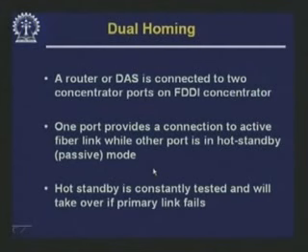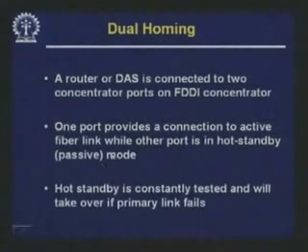And the other technique of this protection, which we had seen earlier, namely dual homing. All right. This dual homing could also be used in an FDDI context. A router or a DAS, you remember, is a dual attached station, connected to 2 concentrator ports on an FDDI concentrator. One port could provide a connection to an active fiber link, while the other port is in hot standby mode. Actually, there are 2 nodes A and B. Usually, the A node is in hot standby mode and the B node is operating. So, the port is in hot standby or passive mode.